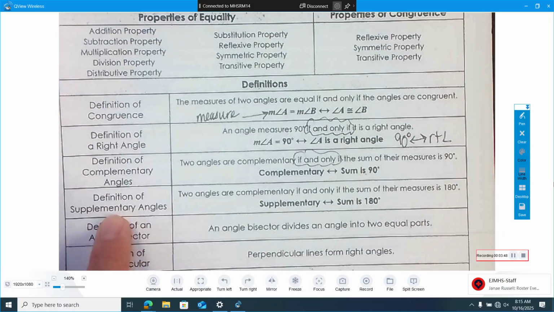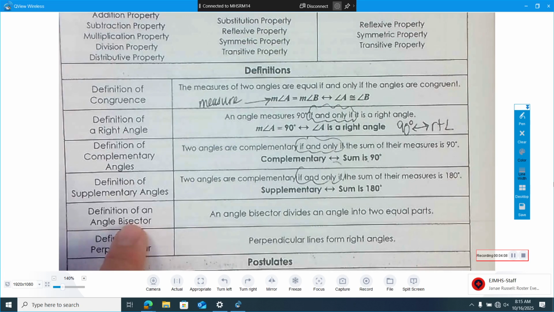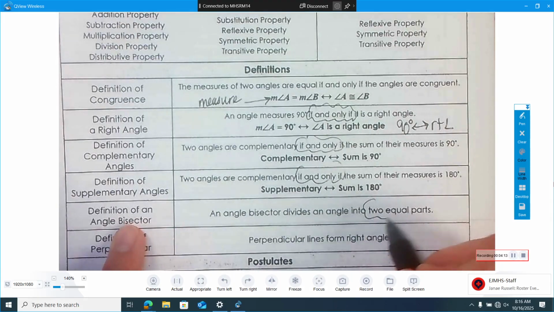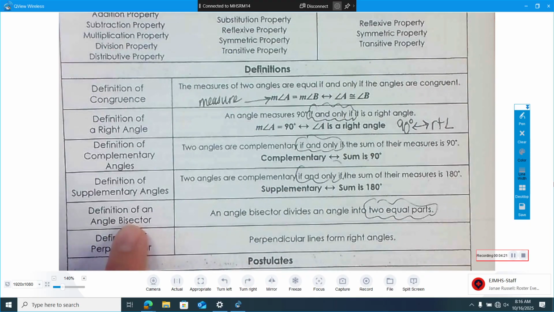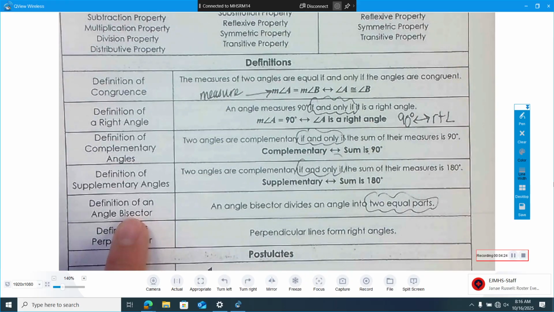Supplementary, what does it mean? They sum to be 180. Again, the definition is two angles are supplementary if and only if their measures sum to be 180 degrees. What's an angle bisector? It splits the angle into two equal parts. That is the definition of an angle bisector, which is kind of nice. It's very much like a midpoint. It splits the segment into two equal segments.